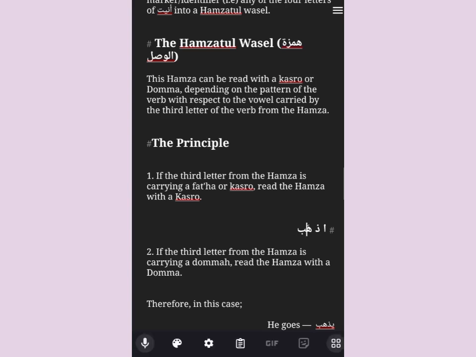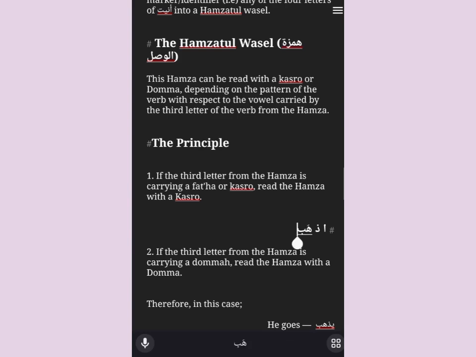carrying a fatha. So in that case, the hamzatul wasl is considered as a letter. So it is the third letter counting from hamzatul wasl: one, two, three. Is that clear? So the hamzatul wasl is in this case going to be read with a kasra. Why? Because the third letter ha from that hamza is carrying a fatha.